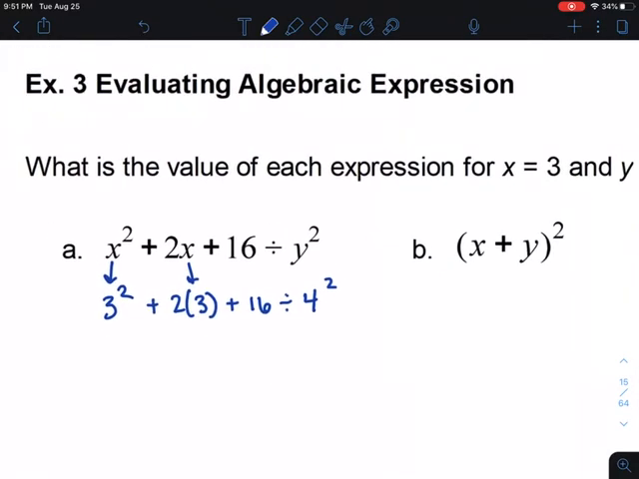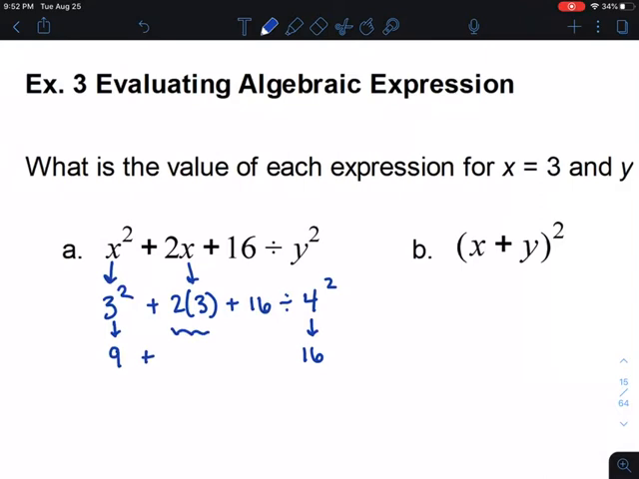So now if I simplify that down, I'm going right back to my order of operations. I have parentheses, but that's just a multiplication, that 2 times 3. So I'm not going to evaluate that because there's nothing inside the parentheses to evaluate. So I check my exponents. I have a 3 to the second power. That means 3 times 3, which is going to give us 9. I know a 4 to the second power is 4 times 4, which is going to give us a 16.